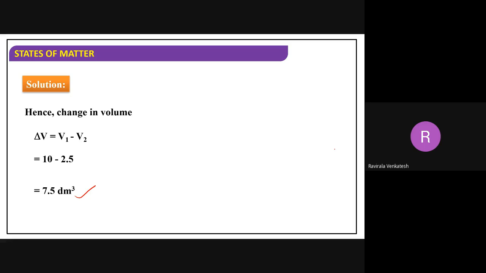Understood here. So you have to read the question. They are not asking the resulting volume. What are they asking here? Change in the volume. So read that carefully when they give a question. The resulting volume will be 2.5 only. But how much change in the volume took place here? 10 minus 2.5. Understood, beta?